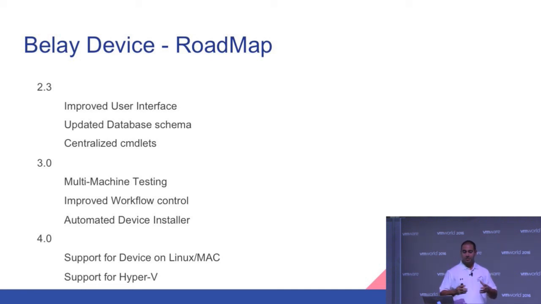In 3.0, we have that multi-machine testing. That was that third phase where we can stand up VMs and make sure the interaction between your pieces works. There's also improved workflow control, and an automated device installer. Right now you have to download the files from GitHub and install the software yourself. We're going to wrap all that into one installer for you. And then coming in 4.0, I don't really have a timeline for this, but this is where support for Linux and Mac is going to come in.